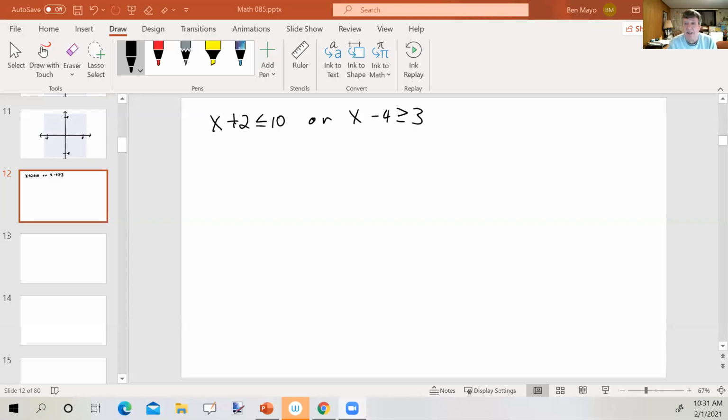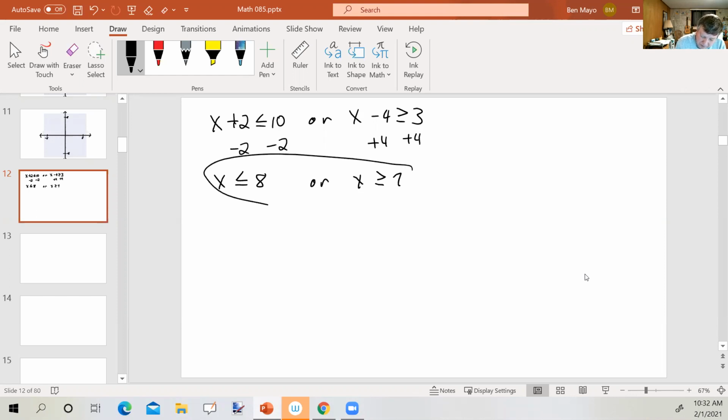Solving the inequality on the left, x plus 2 less than or equal to 10, we'll subtract 2 from both sides and we get x less than or equal to 8. Solving the inequality on the right side, we'll add 4 to both sides and we get x greater than or equal to 7. And I'm going to bring down that or. So this is what we're going to determine the solution from.